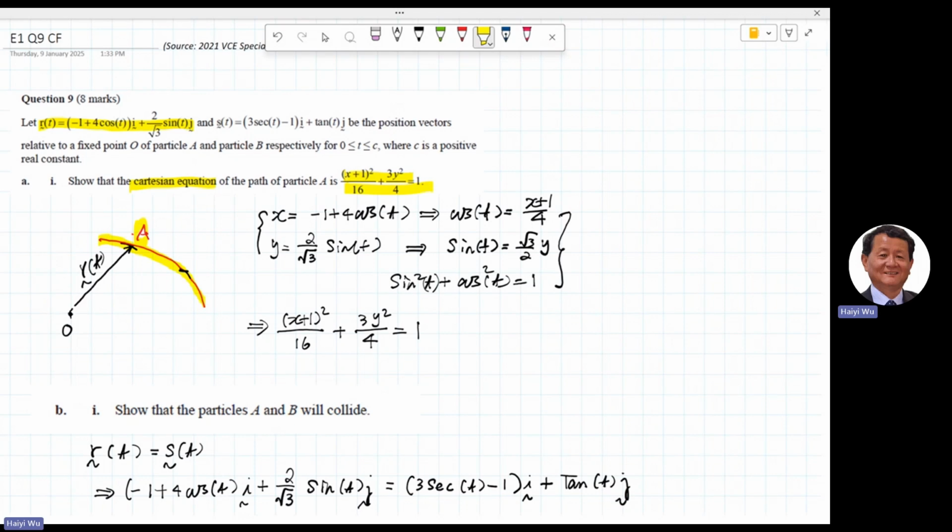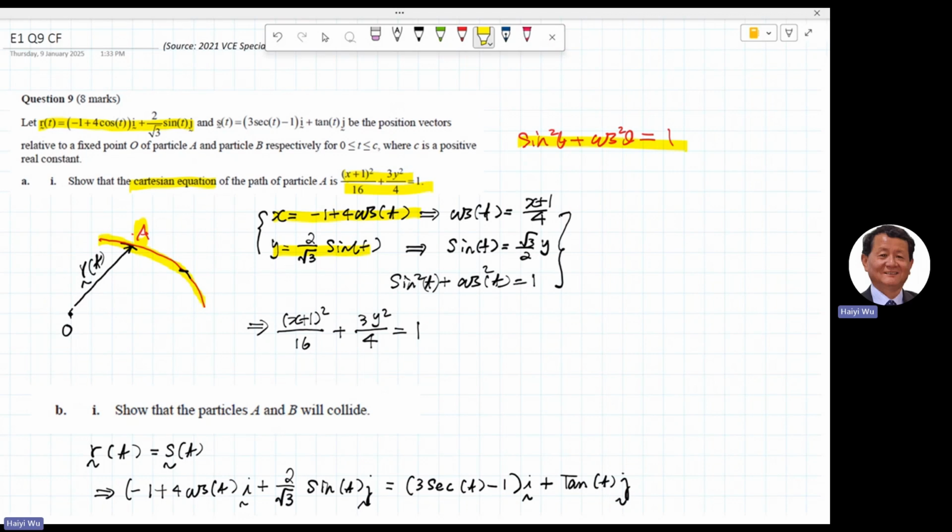So how do we do that? First, we want to put the x components separately. The x component is -1 plus 4 cosine t. Then y becomes 2 divided by square root 3, then sine t. This is called a parametric equation. So we know that sine squared theta plus cosine squared theta equals 1. This is the Pythagorean identity.